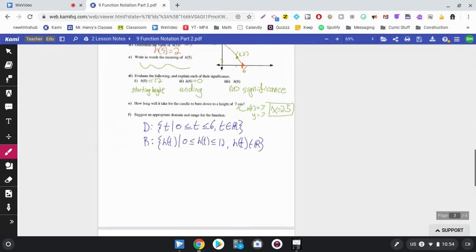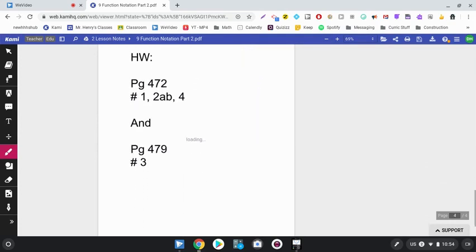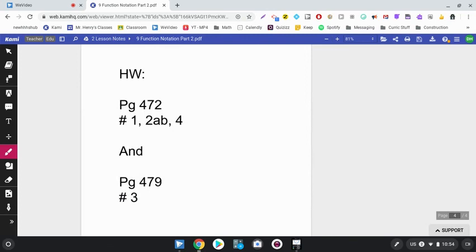Okay, and that's it. So here's your homework on a couple pages, 472, 1, 2AB4, and then jump to 479 and do question 3. And you also have a check for understanding today that you can get to. And yeah, that's it. That's another one in the books. And now we are done with relations and functions.